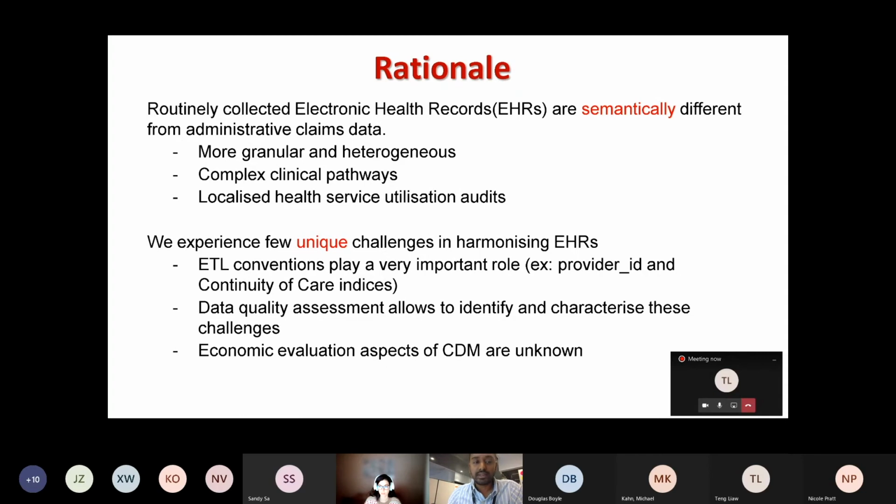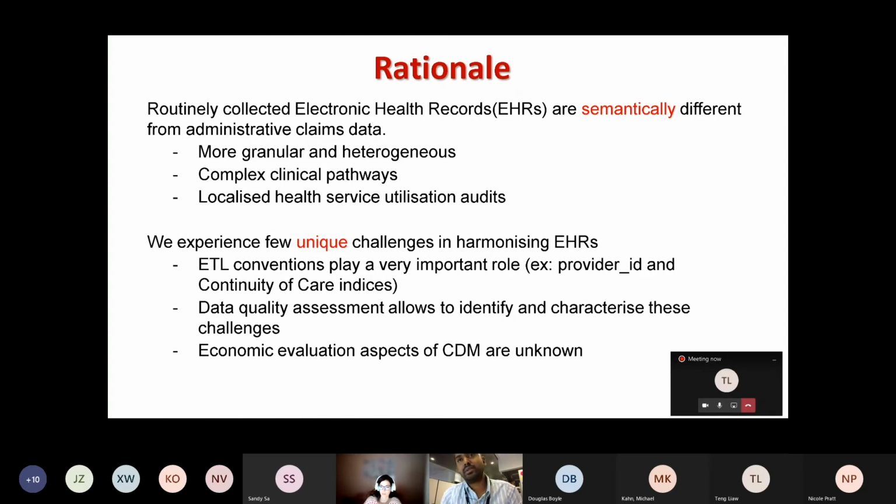So as I said, it captures very complex clinical pathways, and the other, often slightly, especially in Australia, at least based on our research experience, what we realized is that electronic health records are very good to understand and investigate localized health service utilization, and also for clinical audits as well. We can use administrative claims data and other data sets, but the problem is, as I said again, we lose some sort of granular information.